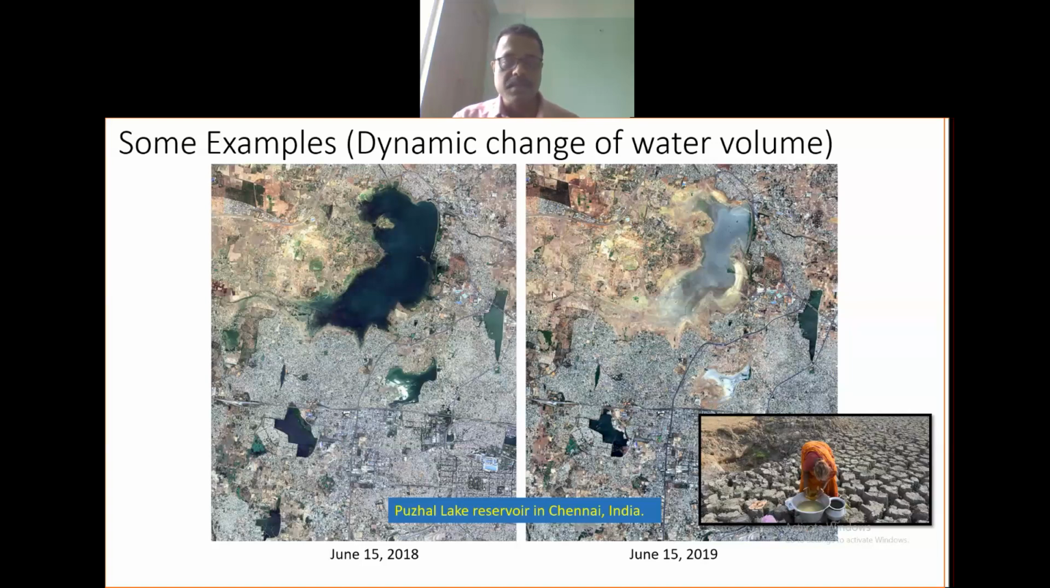So these are some of the examples where remote sensing technology can be or has been used, particularly for disaster monitoring and planning. So this is also a kind of disaster. In terms of disaster, it will come into the category of drought. Okay, here you see a photograph of what happens during this time.